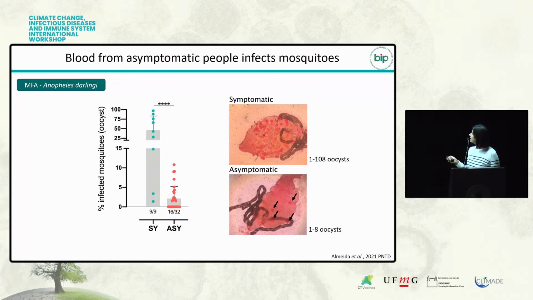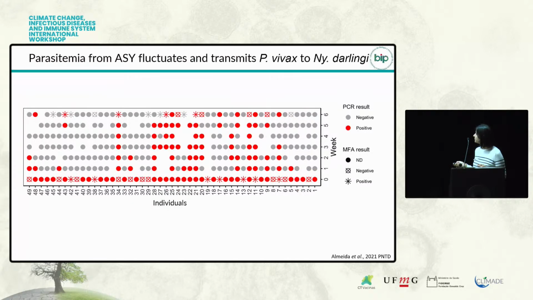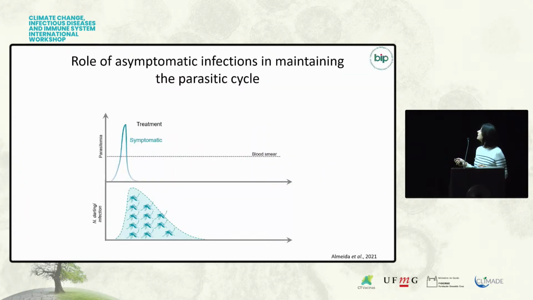And we can see here as well, I don't know if you can see, but this is the midgut of the mosquito. This is Anopheles darlingi. And we see many more oocysts in the midgut of the mosquitoes that were fed with symptomatic blood when compared to asymptomatic. This I'm going to jump. And then Greg came up with this really nice cartoon here.